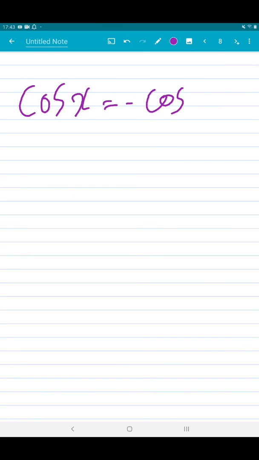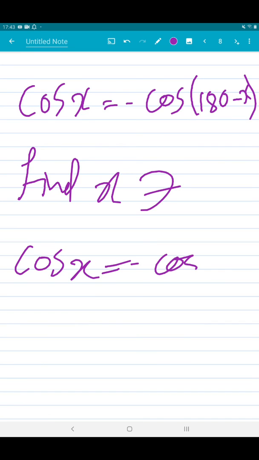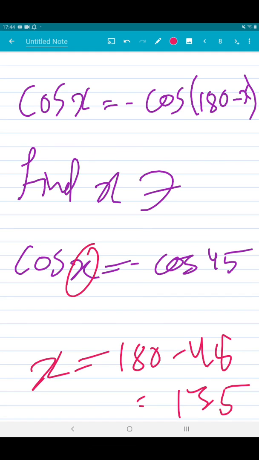Okay, another type of question: if cosine x equals minus cosine 180 minus x, find x such that cosine x equals minus cosine 45. So simply x equals 180 minus 45, which is equal to 135.